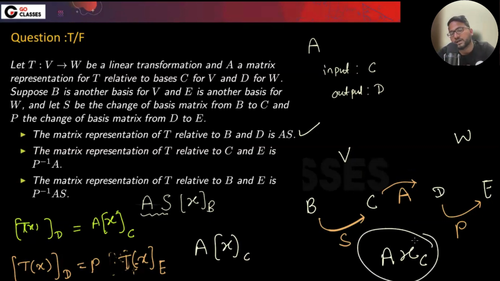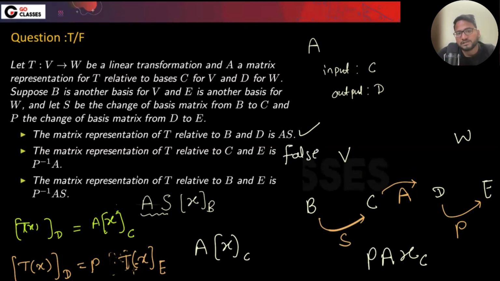And from the basis D, this vector will be in the basis D because A is something which gives the transformed vector in the basis D. And from the basis D, if you want E, then you can directly multiply by P. So it should be PA. If it is P inverse A, then this is false. Okay. Let's just see the last one.